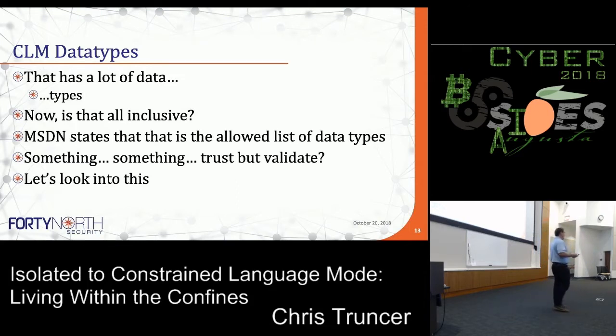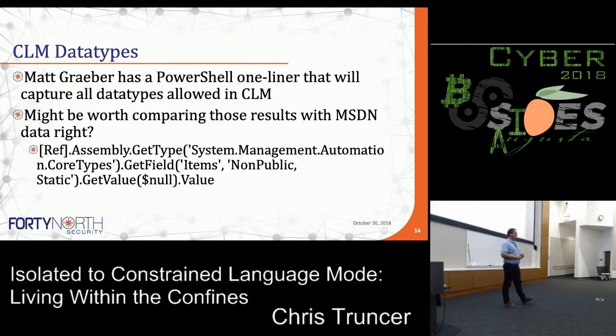So again, we should follow a trust but validate sort of process. Let's look into this. Like I mentioned, Matt Graeber publicized a one-liner that captures the different data types that are allowed, and this is basically what you're looking at. It's just a reference to assembly, get type, System.Management.Automation.CoreTypes. And then to pull this sort of information back, we're looking at the items, non-public static.